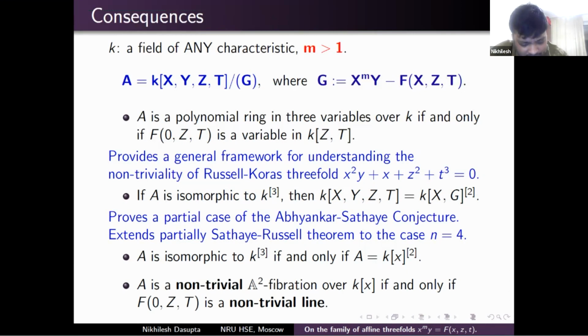Well, but that theorem requires a hypothesis that the DVR should contain the field of rational numbers. That means characteristic 0. So there are examples of non-trivial A2 fibrations over K[X], where K is a field of positive characteristic. And this shows that A is a non-trivial A2 fibration if and only if f(0,z,t) is a non-trivial line. Because if it is a variable, then this is a polynomial ring and then it is a trivial A2 fibration. There's nothing non-trivial about it.